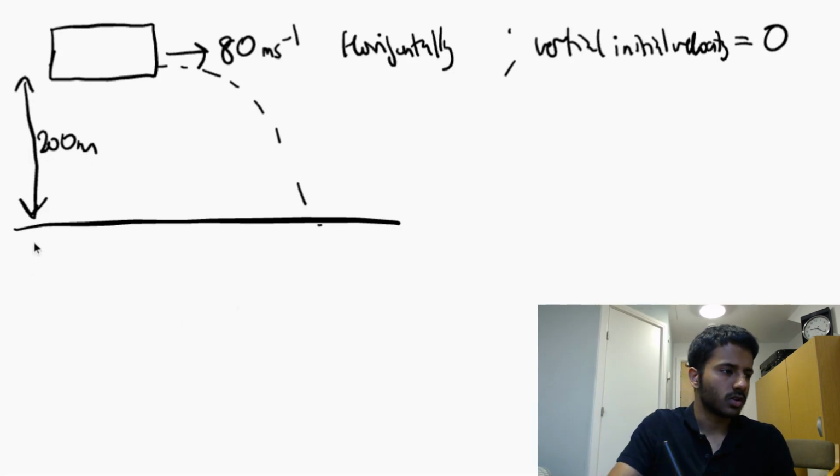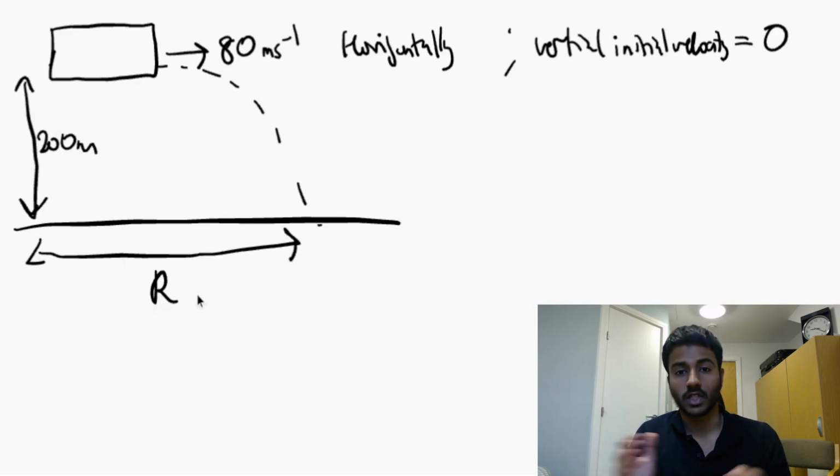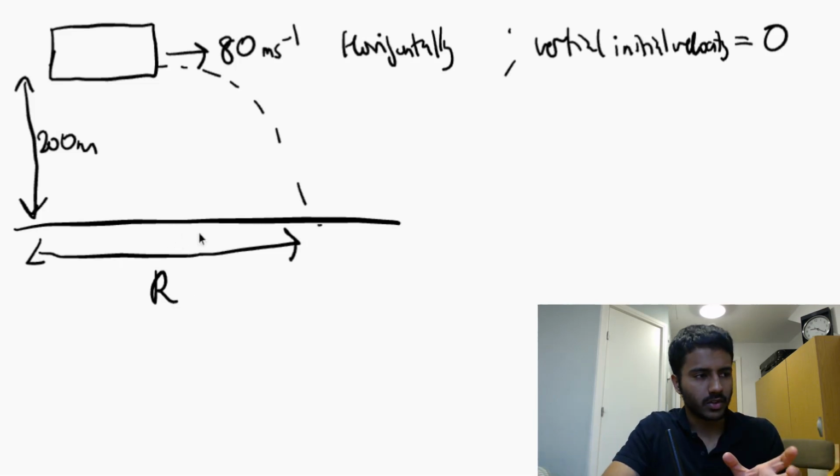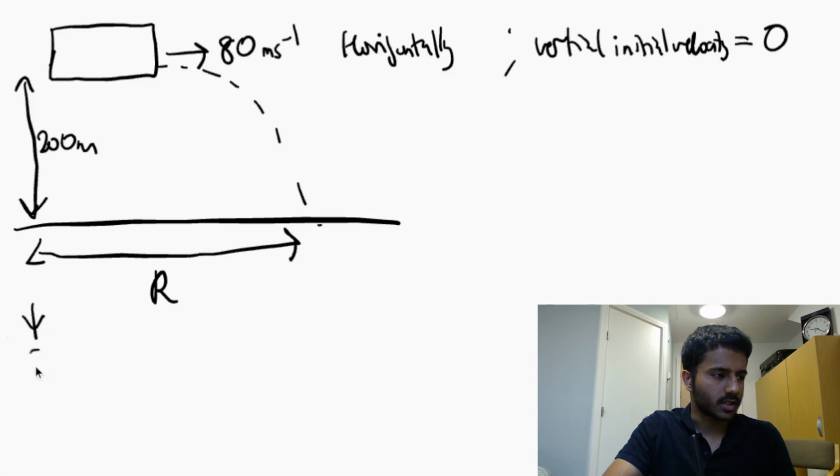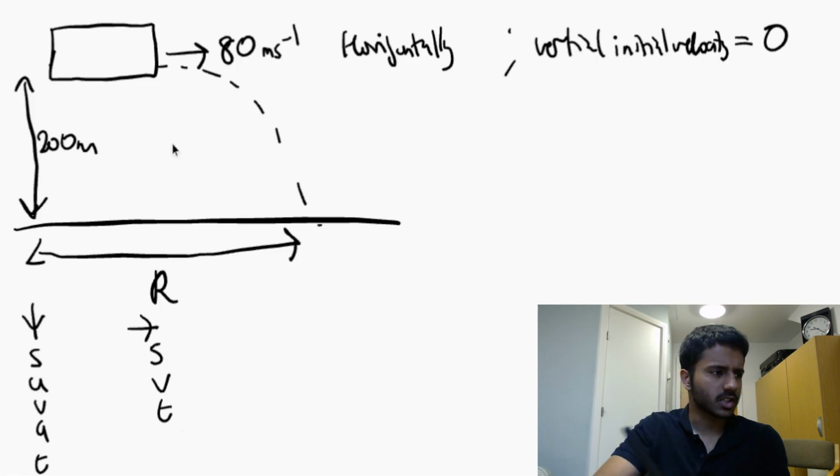And we want to find out what this horizontal distance here is, and I'm going to call that r. What is the range of this motion? How far horizontally does this package travel? So the first thing we always do is write out each of our variables. We write out what is in the vertical direction, SUVAT, and horizontally we could write SUVAT as well, but we only really need to write S, V and T.